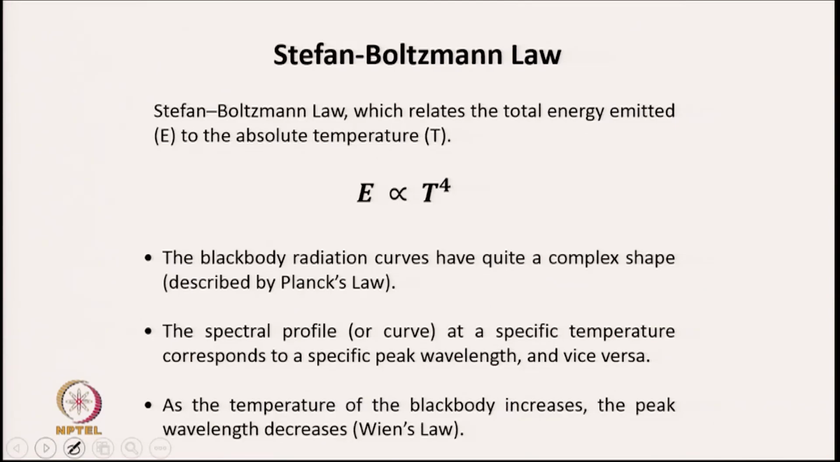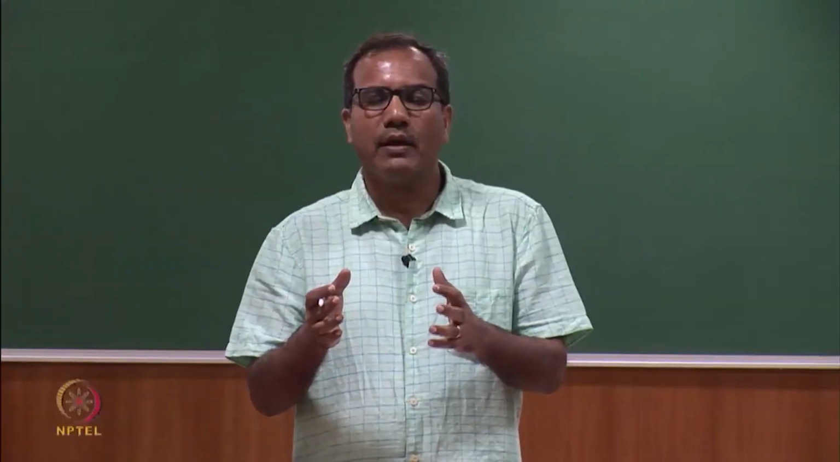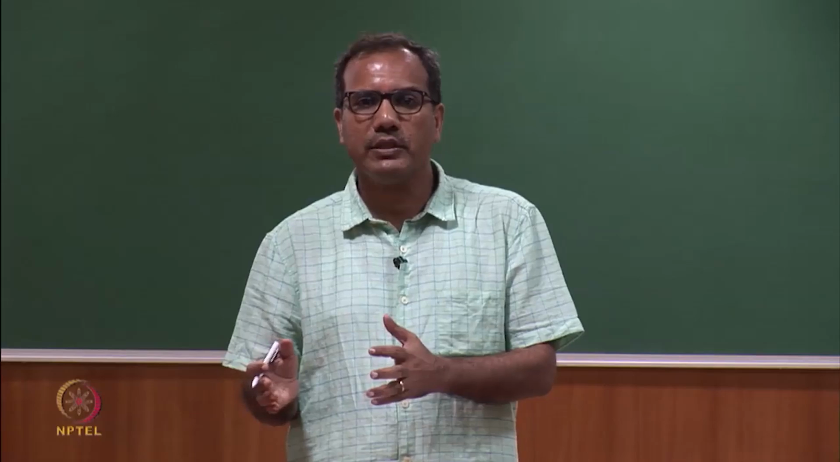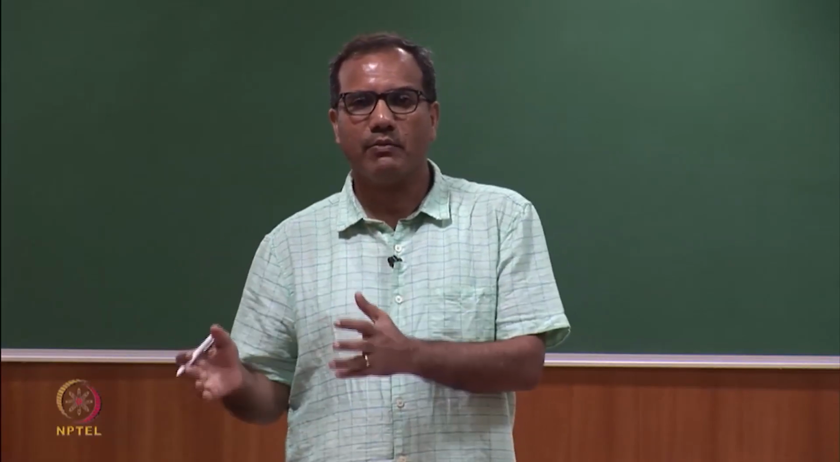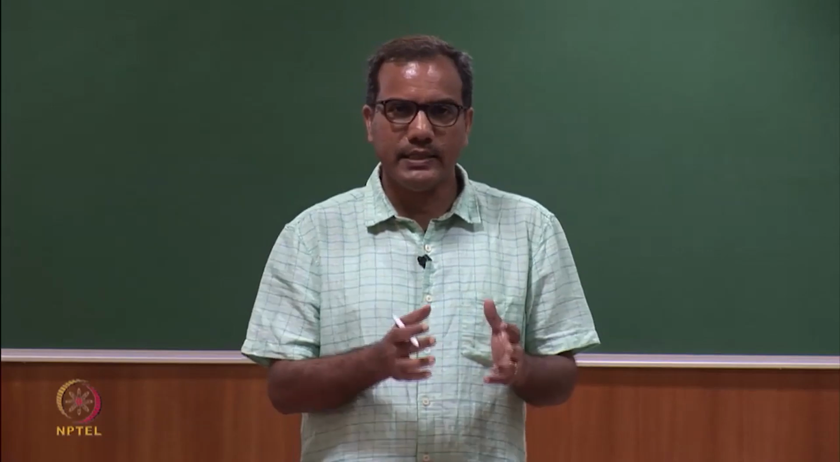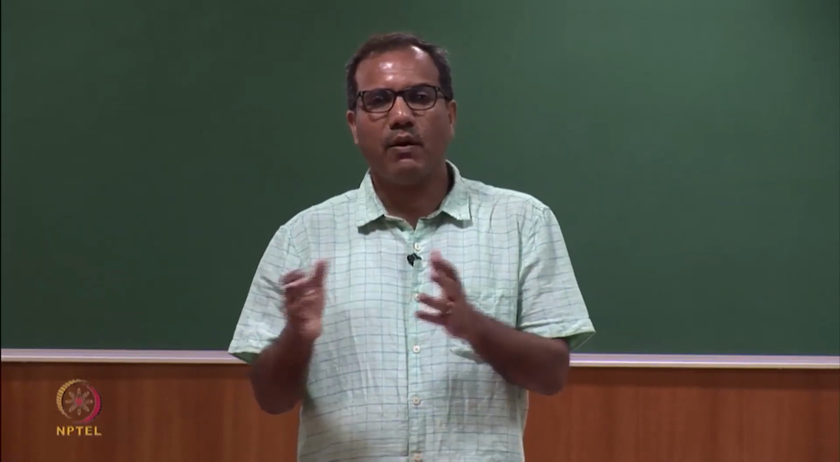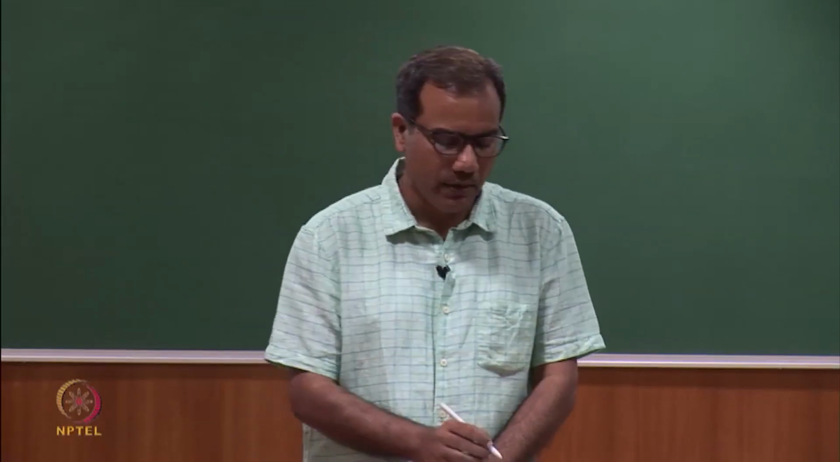Stefan-Boltzmann law talks about intensity, that the total energy emitted is proportional to temperature to the power 4. So, the shape of the black body radiation curve is explained by Planck's law. The frequency dependence on temperature is explained by Wien's displacement law, and the energy dependence on temperature is explained by the Stefan-Boltzmann law.